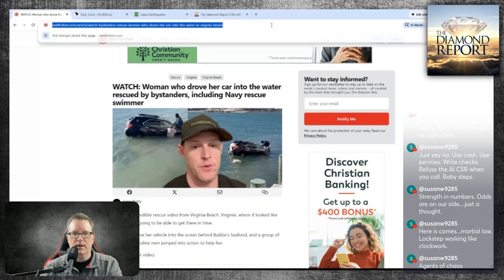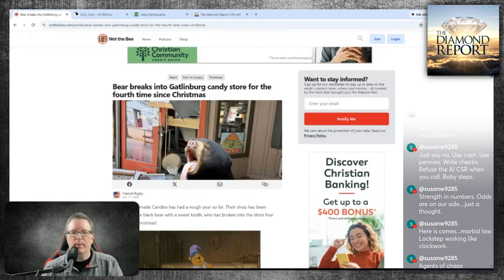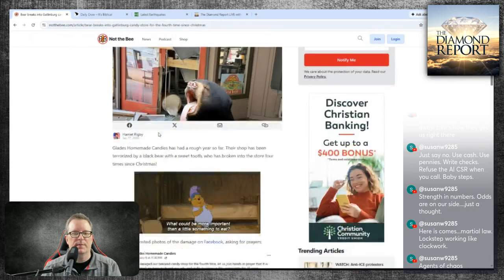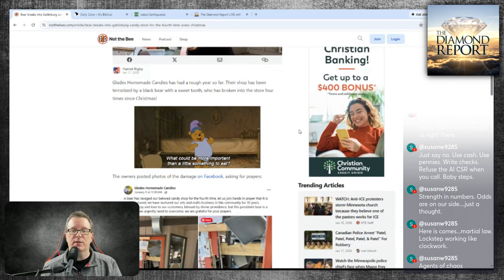All right, and then another Not the Bee article. Bear breaks into Gatlinburg candy store for the fourth time since Christmas. Glades homemade candies has had a rough year so far. Their shop has been terrorized by a black bear with a sweet tooth, who has broken into the store four times since Christmas. Here he is right here.